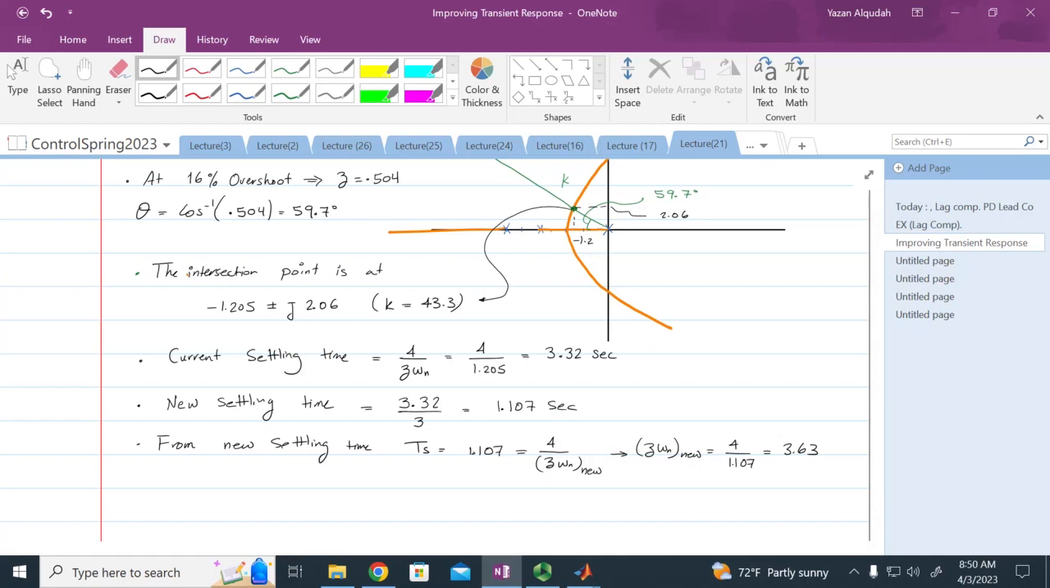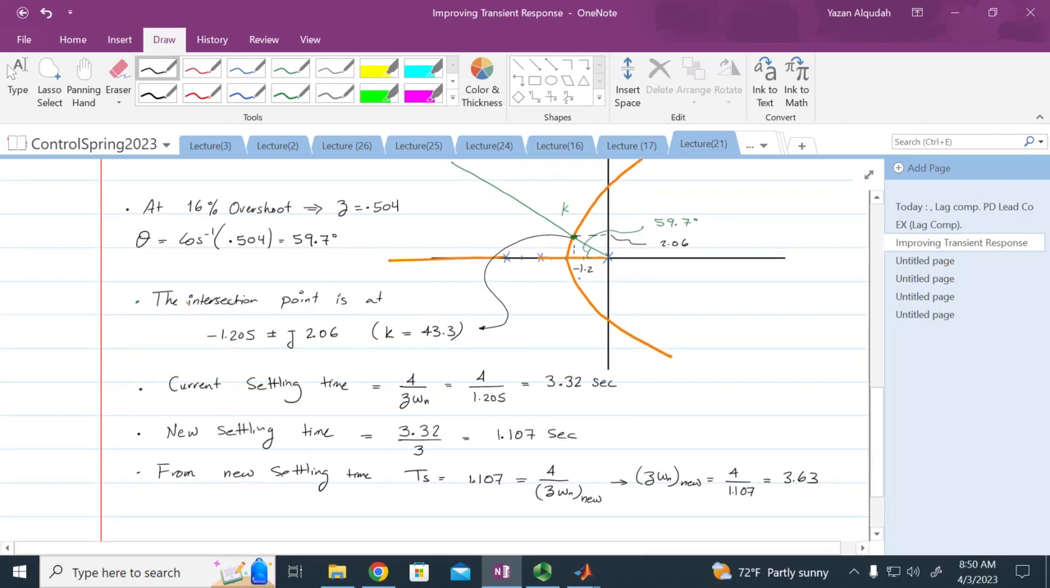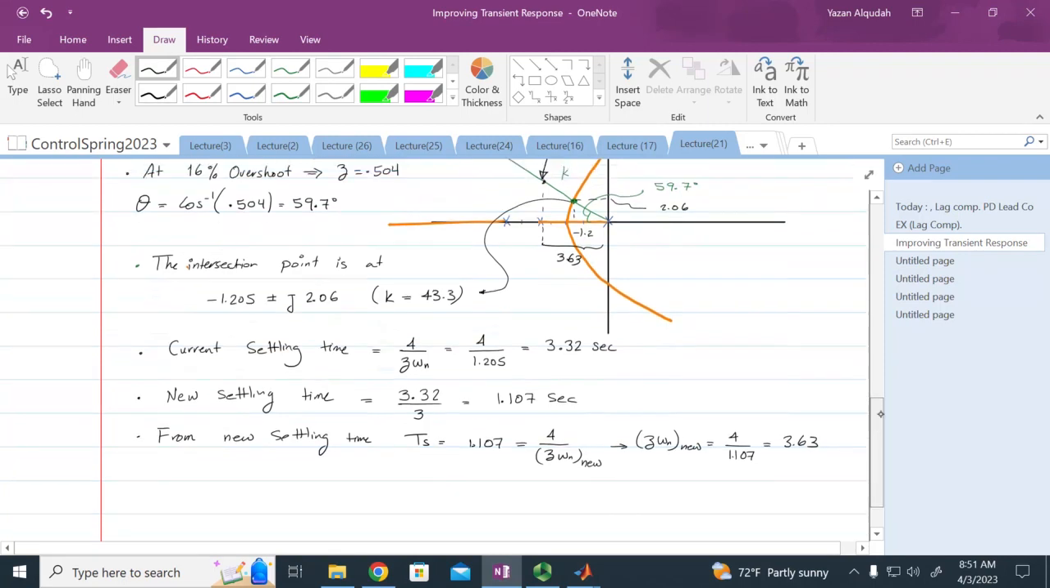So what does this give me? The real coordinate of the operating point. So I'm going to come here. This is 3.63. I'm going to go here, and this is my new operating point. Make sense? How do I know the y value of this operating point?